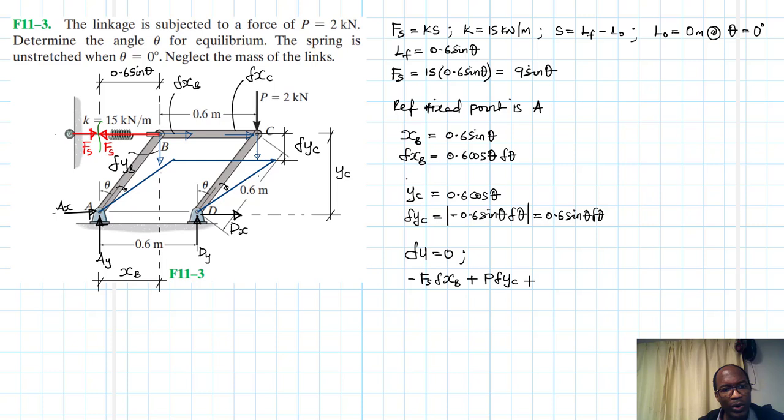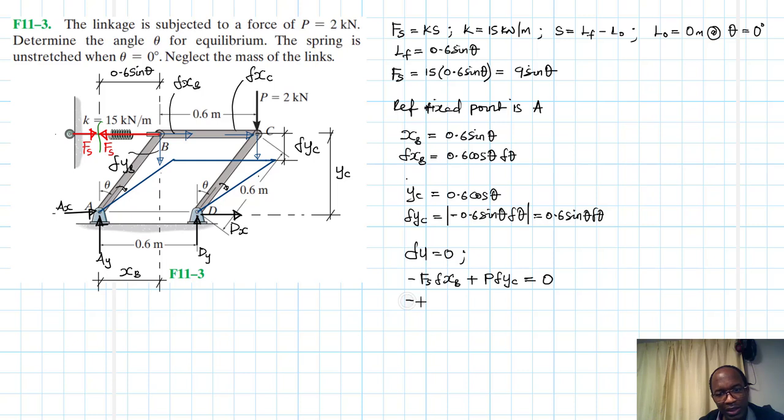yc. Where else? At D, we don't have any translation of virtual displacements, okay, and we don't have any couple moment there. Therefore, the virtual work there is going to be 0 at D. So we only have 2 points that we are concerned about. So this is going to be equal to 0. So now we are going to plug in all the values of Fs. Fs, we know what it is. We calculated it is 9 sine theta.